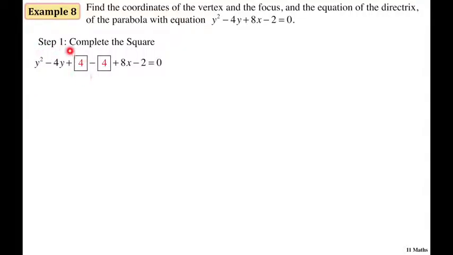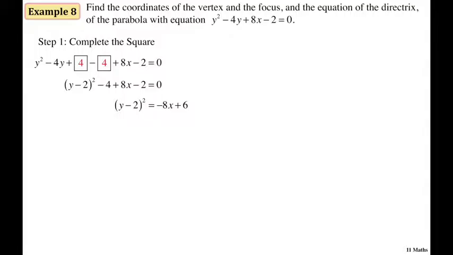When I look at my first three terms, half of minus 4 is minus 2. I'll get y minus 2 in brackets squared equals minus 4 plus 8x minus 2. Minus 4 and minus 2 gives minus 6. I'm going to move them to the other side, it gives a plus 6. And when I move the 8x to the other side, it gives a minus 8x. And this is where the trickiest part happens.